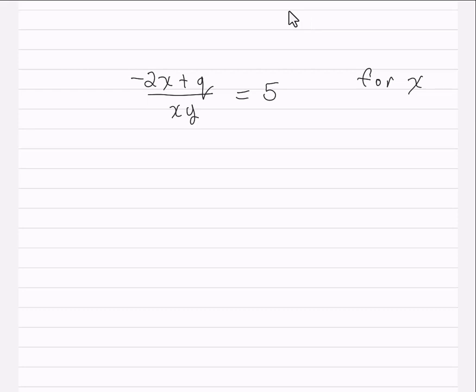Notice we have two things that have x in them, the xy right here and the 2x here. There's nothing really we can do with this, and fractions always make things more difficult. So the way you get rid of a fraction is you multiply both sides by the denominator, and when you multiply both sides by the denominator, that gets rid of your fraction for you, because on the side that has the fraction, the denominator will cancel. So I'll multiply both sides by xy.